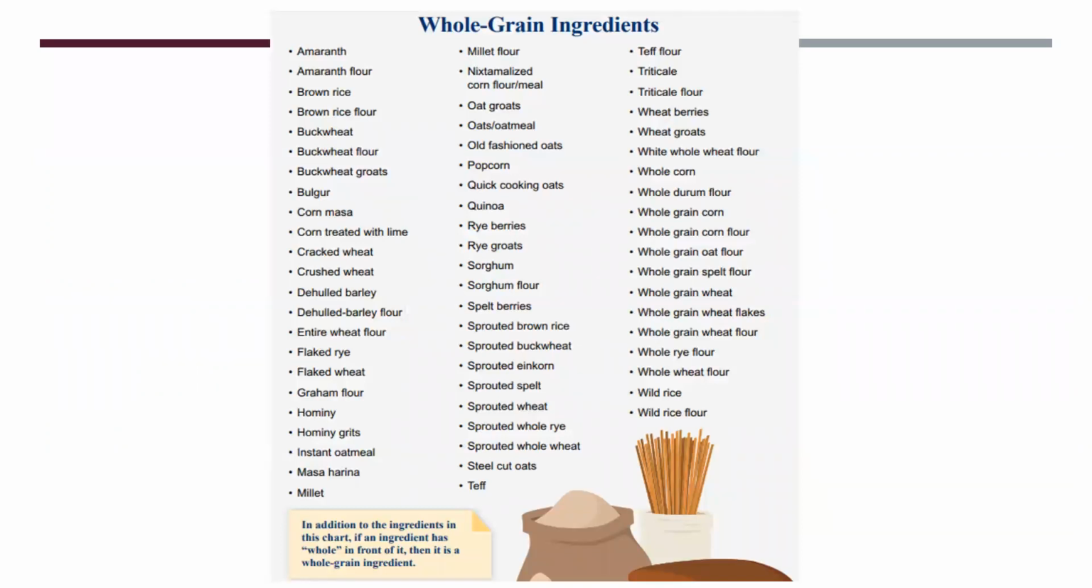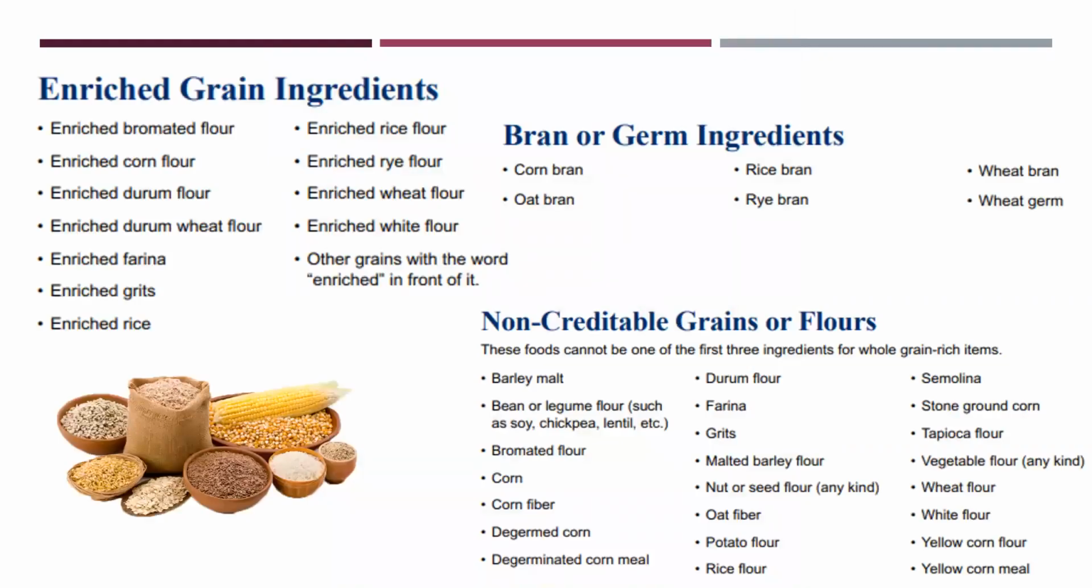Here is a comprehensive list of whole grain ingredients. These are the ingredients that when you're using the rule of 3, you would be looking for as the first ingredient. This is an example of enriched grain ingredients, bran or germ ingredients. Again, using that rule of 3, you would be looking for the second and third ingredients to have these ingredients, or of course, they could have the whole grain ingredients listed as well for it to count.